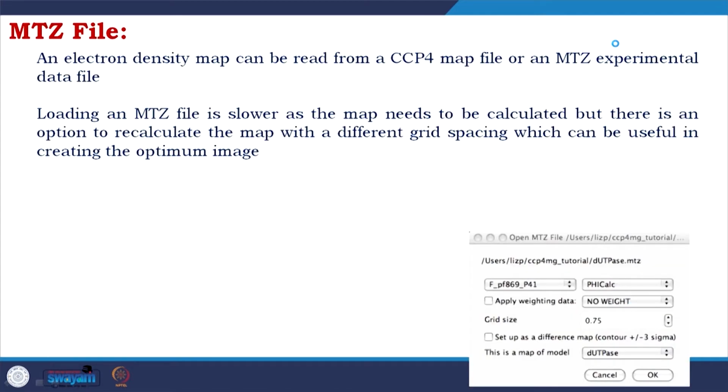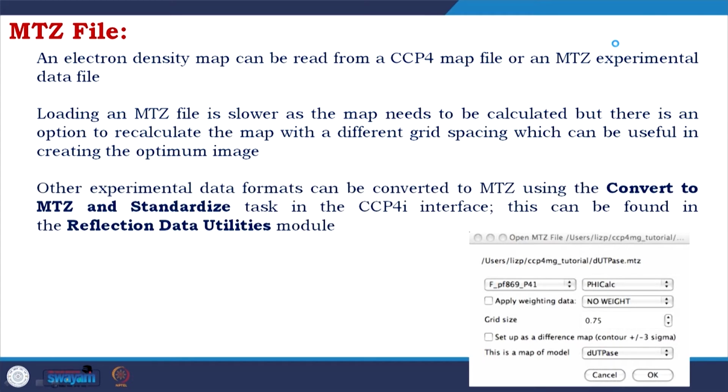Loading an MTZ file is slower as the map needs to be calculated, but there is an option to recalculate the map with a different grid spacing, which can be useful in creating the optimum image. Other experimental data formats can be converted to MTZ using the Convert to MTZ and Standardize task in the CCP4I interface in the CCP4 modules. This can be found in the Reflection Data Utilities module.